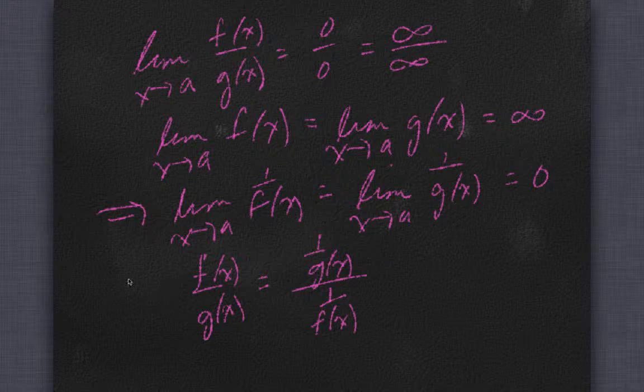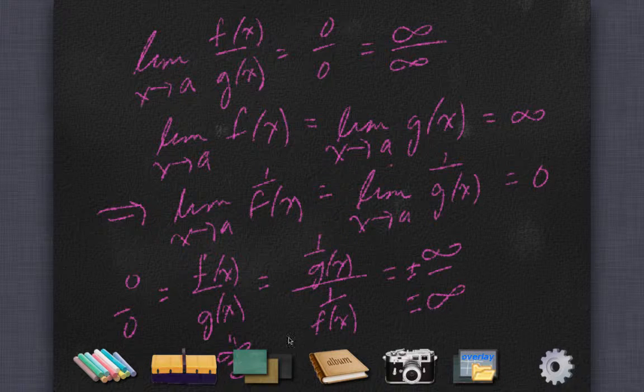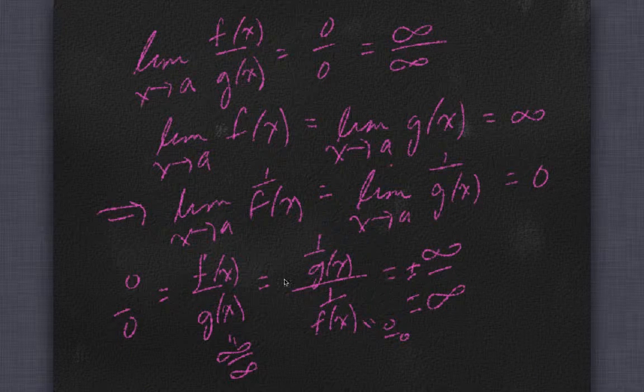Then if this was 0 over 0, this is infinity over infinity, plus or minus. And if this one is infinity over infinity, then this one is 0 over 0. But they're equal, so these indeterminate forms are actually the same guy.